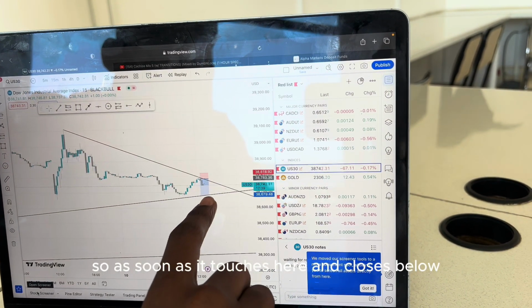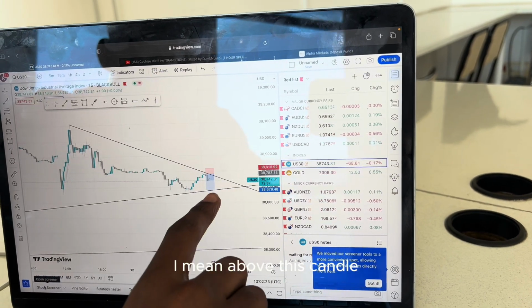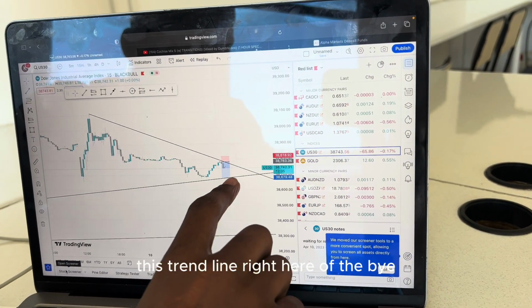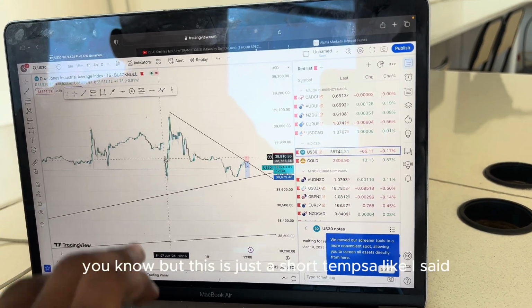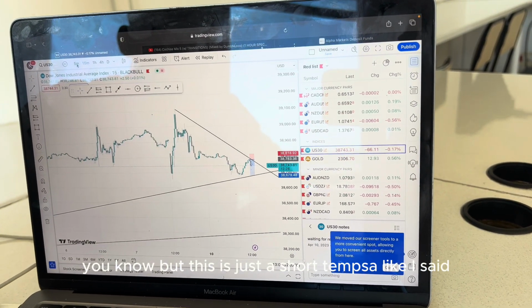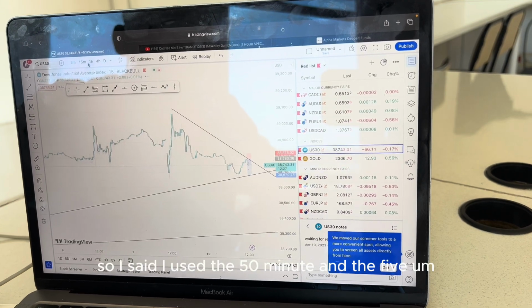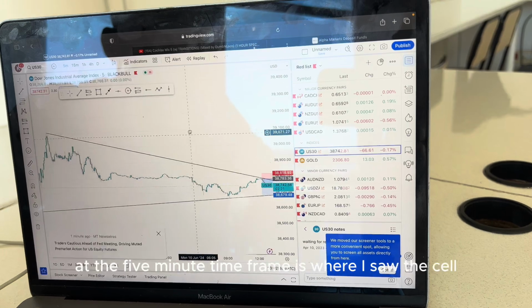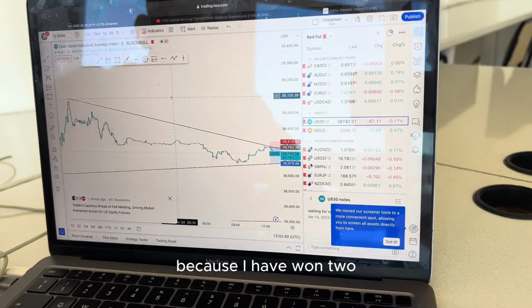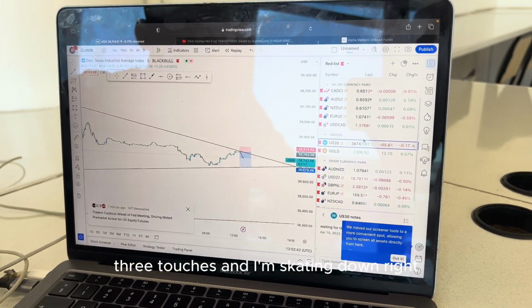Because I know the overall movement is a buy. So as soon as it touches here and closes above this trend line right here of the buy, then I know that now I'm taking buys. But this is just a short-term sell. Like I said, the overall movement is a buy. So I said I used the 15-minute and the 5-minute time frame. And actually at the 5-minute time frame is where I saw the sell, because I have 1, 2, 3 touches and I'm scaling down, right?